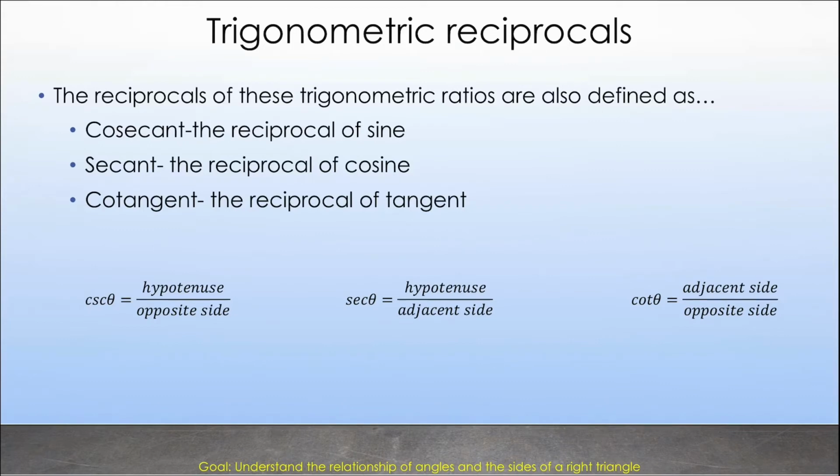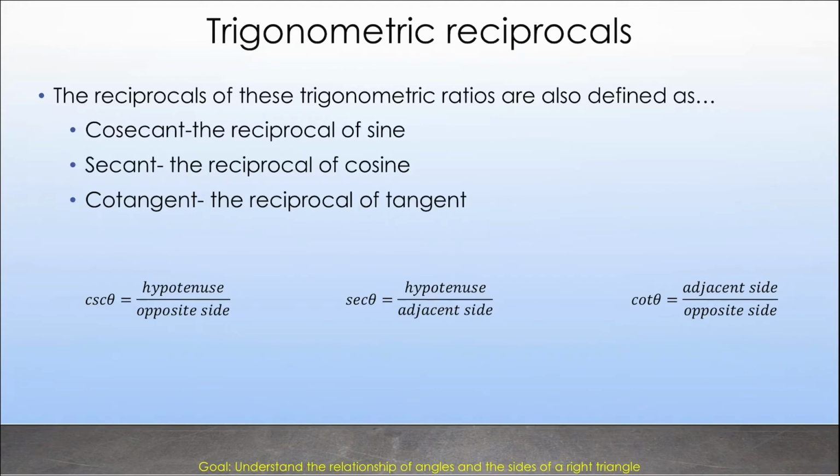Okay, here's the other 3. We have the trigonometric reciprocals. Remember, reciprocal just means my numerator and denominator change places. So the reciprocals of these trigonometric ratios are also defined as the cosecant, which is the reciprocal of sine. The secant is the reciprocal of cosine, and the cotangent is the reciprocal of tangent. The trick here is remembering what cosecant and secant are reciprocals of.